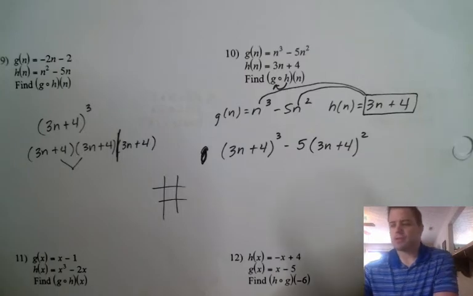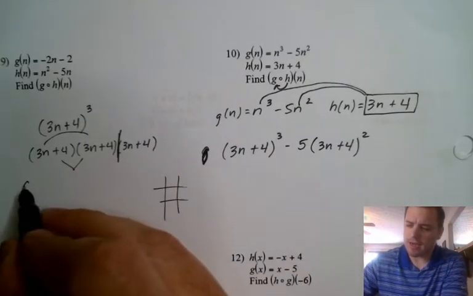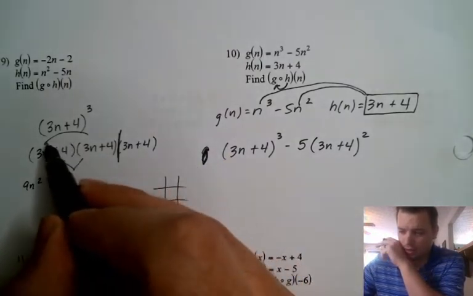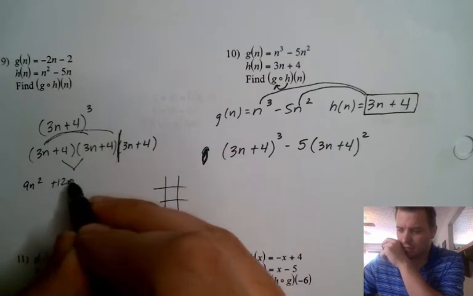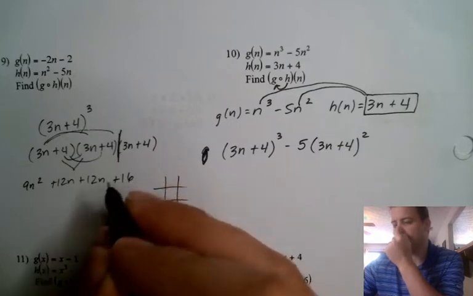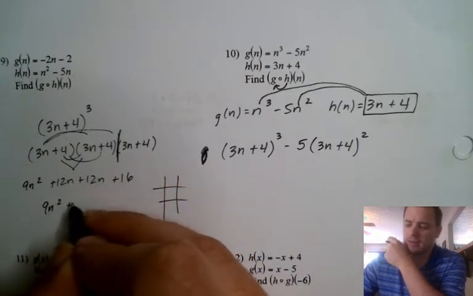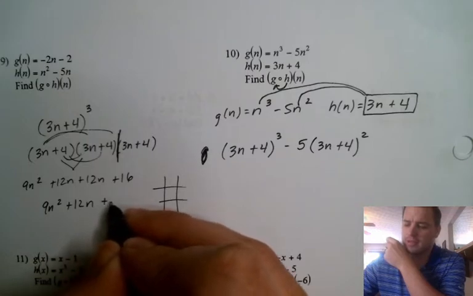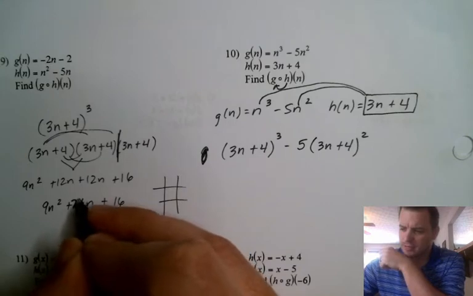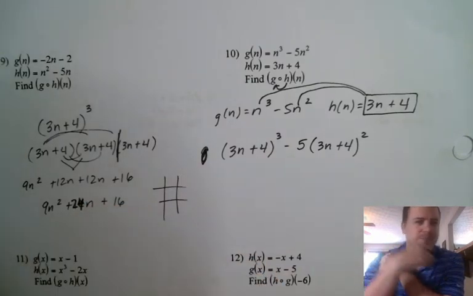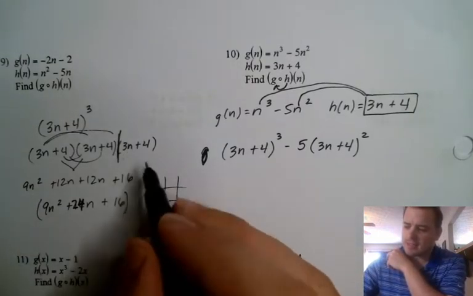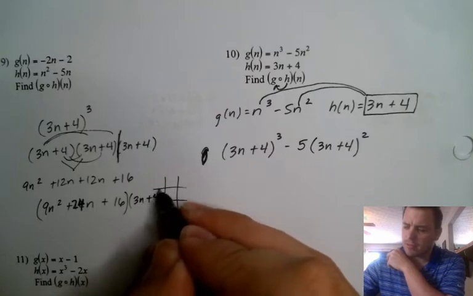So I FOIL: first, 9n squared. Then I go outside, 12n, inside, plus 12n, and last would be 16. So I got 9n squared plus 12n plus 16. Or I meant 24n, sorry, guys. I forgot to add them. So 12 plus 12 is 24n. Now I have that times this last one, 3n plus 4.